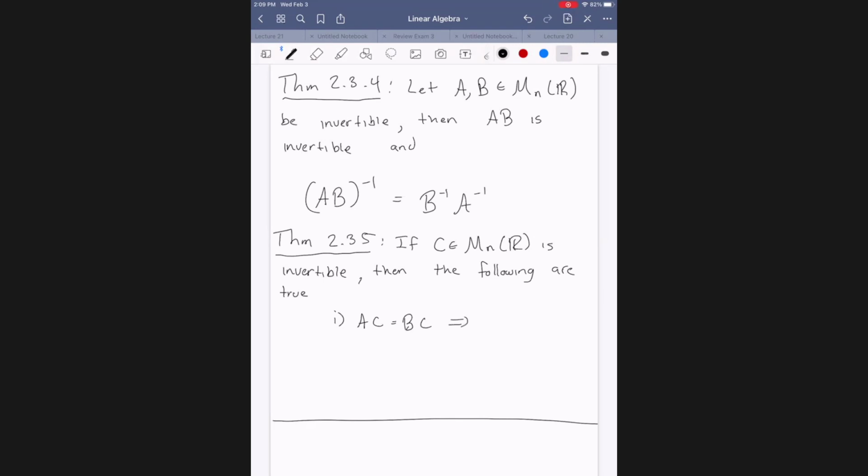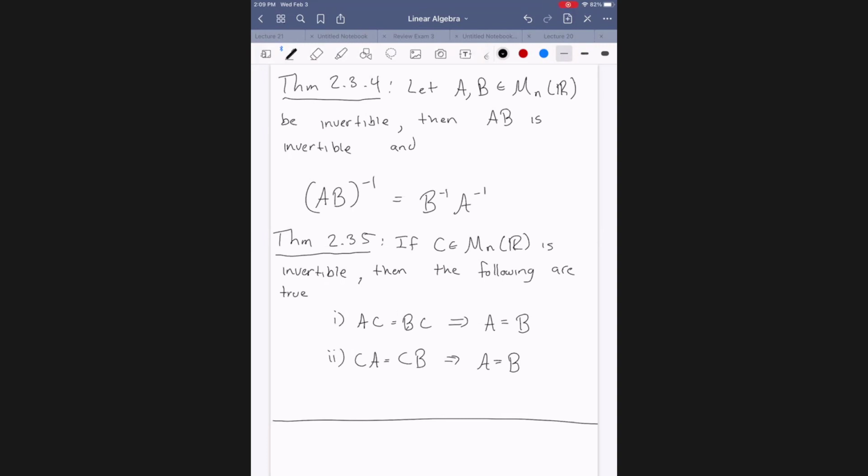Remember how last time I told you that just because these two matrices are being multiplied doesn't imply that A equals B? Well, if C is invertible, that does indeed apply. So this does imply A equals B. And the same argument works for the other side: C times A equals C times B implies that A equals B. Proving this one is actually very trivial. It's not that hard.